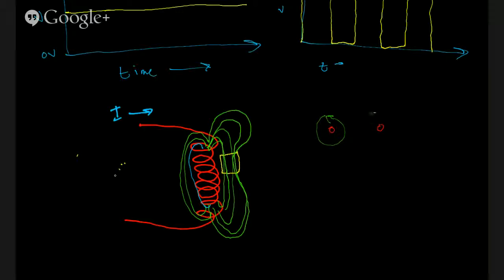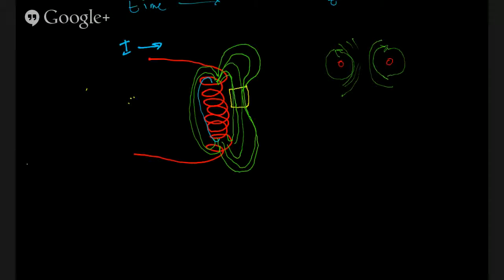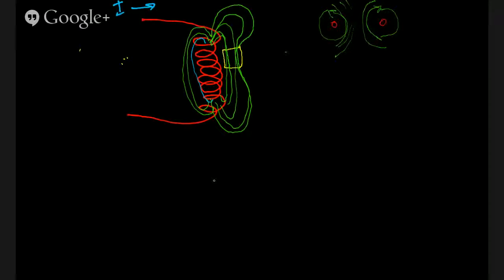And if they are opposite, then quite simply they just repel. So using these principles is basically how an AC generator works, or any generator really.